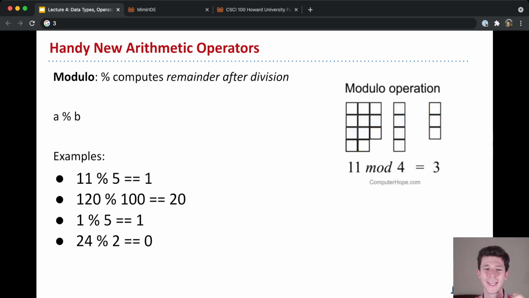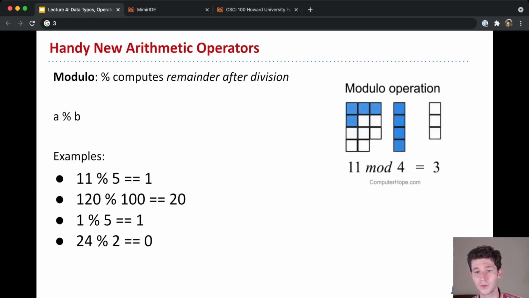The other operator that goes hand in hand with floor division is modulo. And modulo computes the remainder that's left after doing a floor division. So A mod B is, after putting B into A as many times as possible, how much is left? And so on the right, this animation can help us visualize what's going on. 11 mod 4 means we're going to take these 4 blocks and put them into 11 blocks as many times as possible, completely, and then the remainder is the modulo, the result.